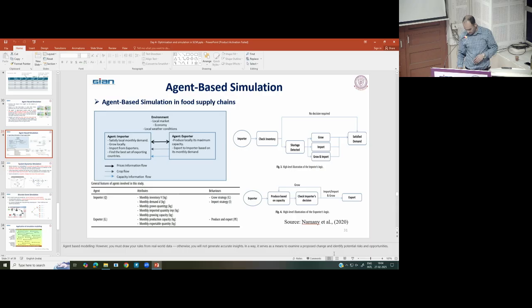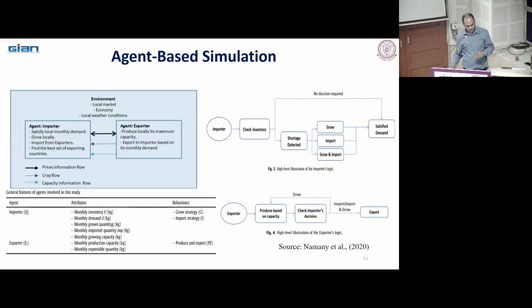Yes, so this is an example of agent based simulation. This is based on the food grain supply chain. What is happening here: the importer is from the Middle East and they import the food grain from the exporter, an Asian country, India, all those things. What are the features of this importer? The importer means the countries that import the food grain. They want to satisfy the local monthly demand, grow locally as well, import from the exporters and find the best set of exporting countries. So these are some of their objectives.